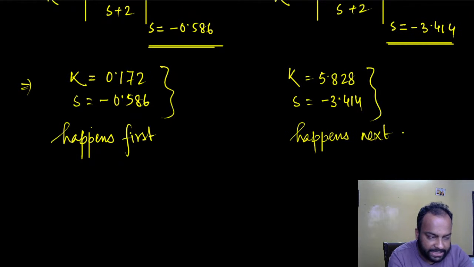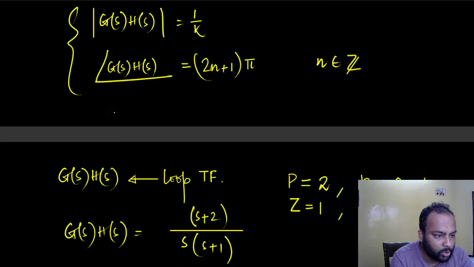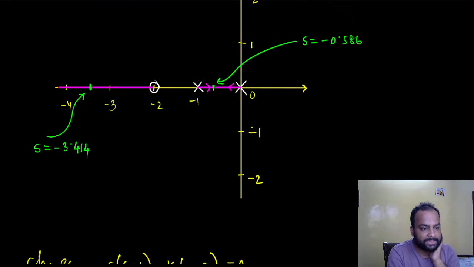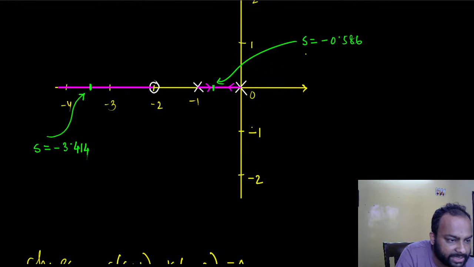But let's go to the picture again. Once again, the value of s here is minus 0.586. Let's go to the picture. I see s equal to minus 0.586 here, and subsequently the corresponding gain is 0. What did I write?